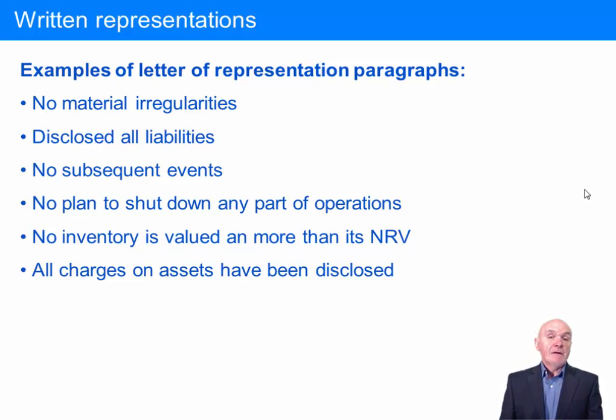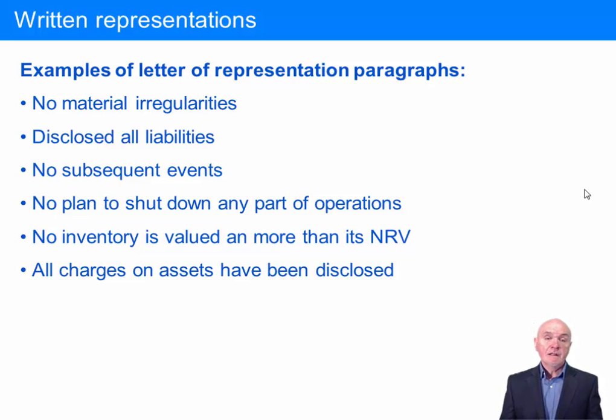No material irregularities. A material irregularity would be a fraud. So maybe management has discovered a fraud. They haven't told us about it and we haven't discovered it. Remember, there's no obligation for us to discover a fraud. But we know that if a fraud were discovered, we would have gone after it to try to see the extent of the fraud, how much money has been stolen for how long. So we'd like management to say there haven't been any frauds, or maybe there've been no loans to directors which are outside the rules of company law and so on.